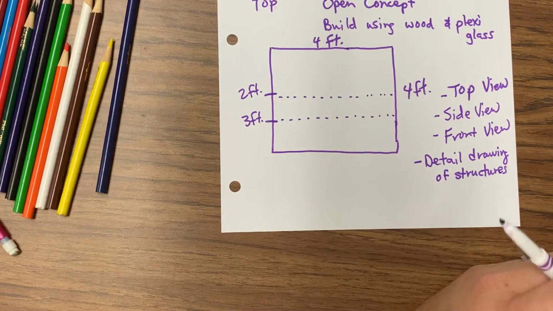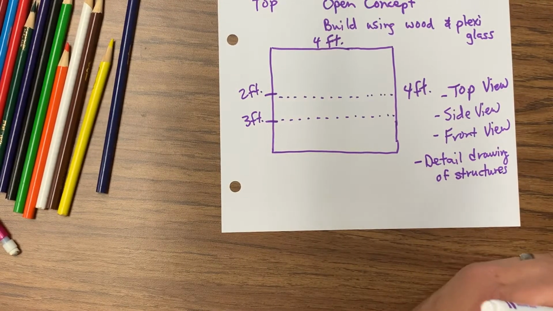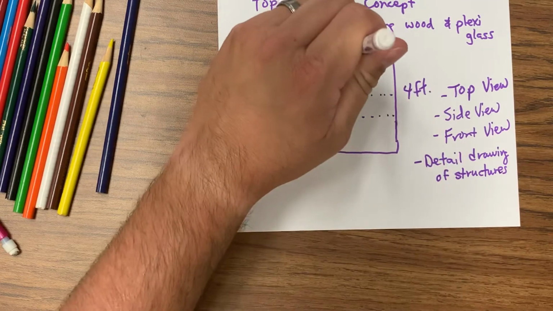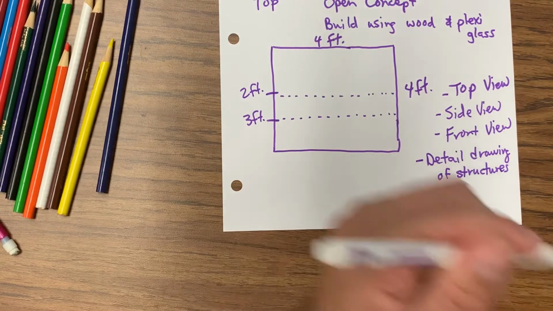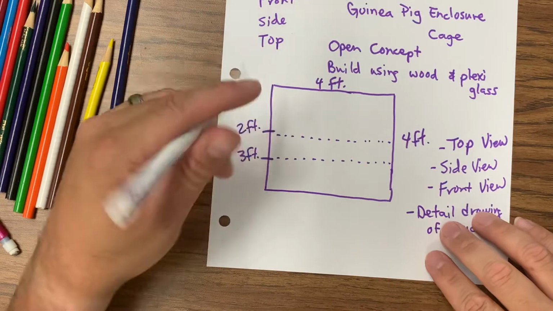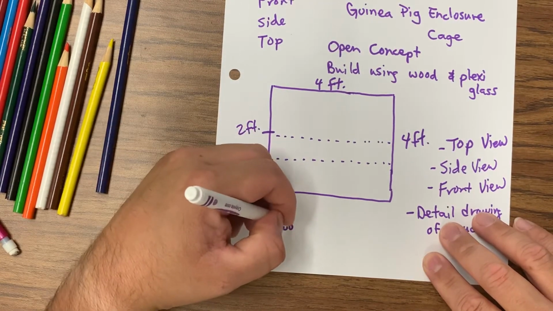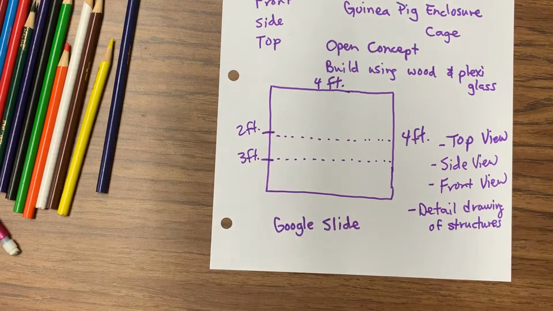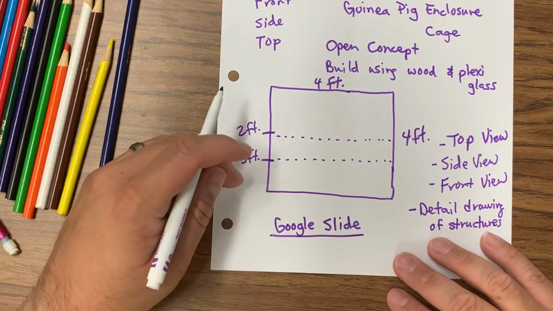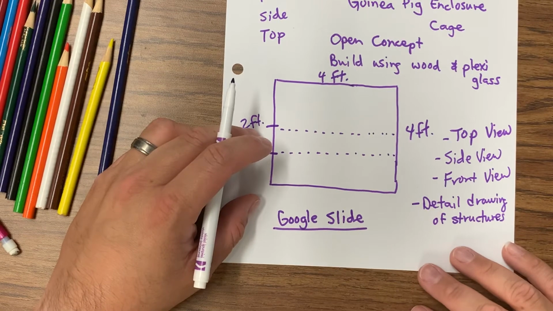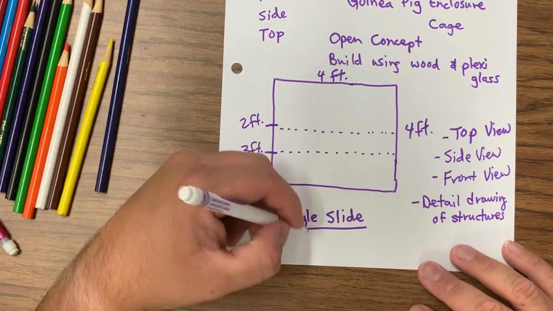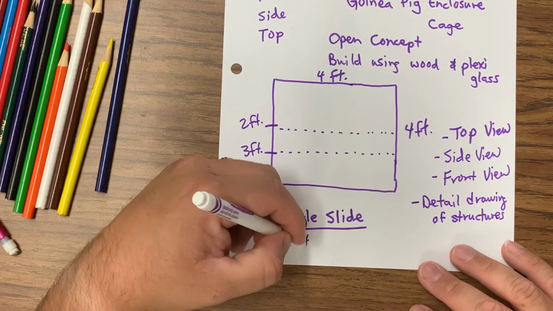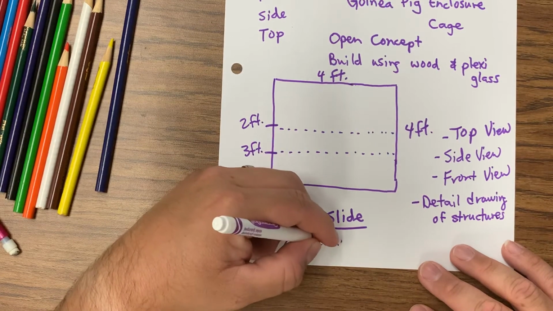If you find any pictures on the internet, you can save those and download them. And the way I need you to work this is with a Google Slide presentation. Depending on how much information you have, it could take anywhere from 2 to 4 slides.